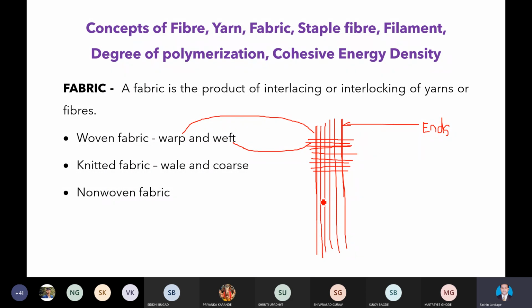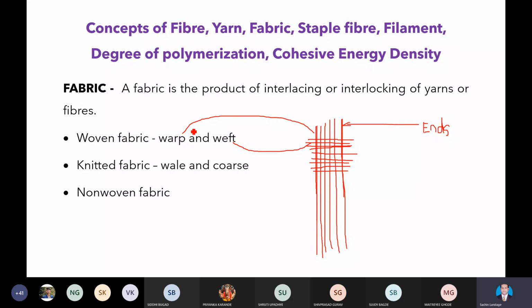Next is the knitted fabric. Just like here we have warp and weft, in knitted fabric we have wales and courses. It is difficult for me to show here how the wales and courses look, but in the next video you can easily see what the wales and courses are. Which is the knitted fabric? Our t-shirts. The fabric we use for t-shirts is actually knitted fabric, where we have the wales and the courses.